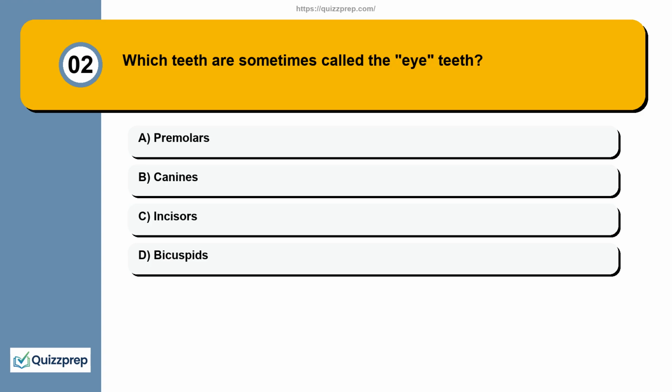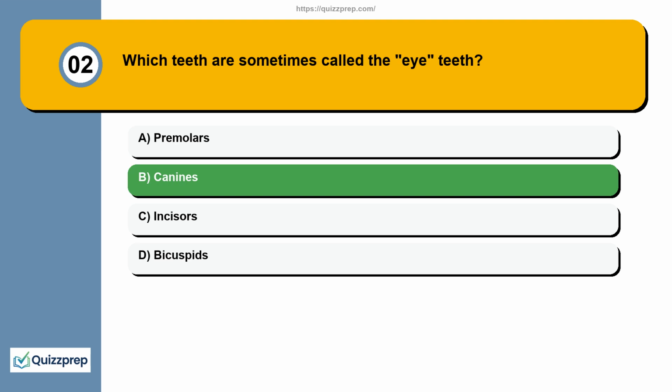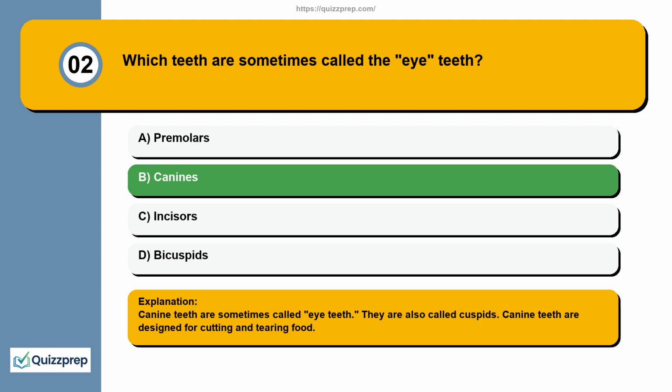Question 2. Which teeth are sometimes called eye teeth? Premolars, canines, incisors, bicuspids. Canine teeth are sometimes called eye teeth. They are also called cuspids. Canine teeth are designed for cutting and tearing food.